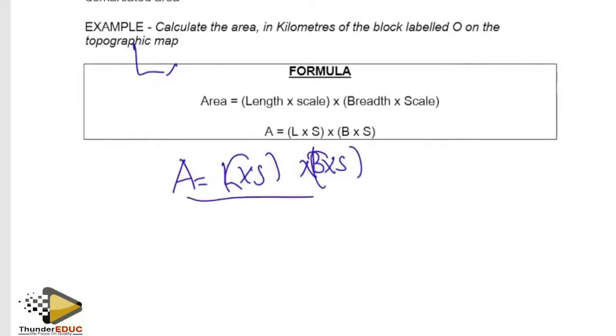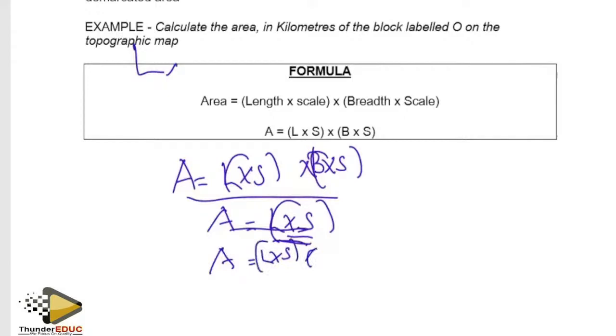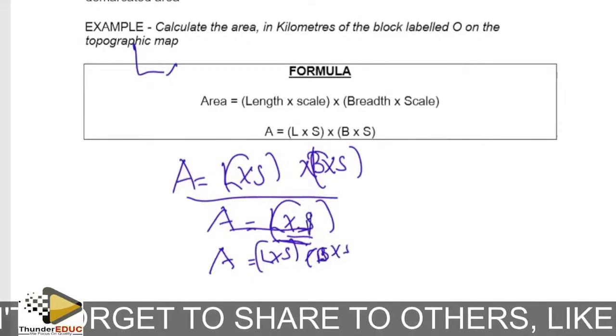This formula normally in your exams is not what is given. In your exams, they normally say area is equal to L times S. This is what normally comes in your exams. Now, when you see such a formula in your exams, learners, please don't hesitate to expand it. You can have the formula like this in your exam, but just know that area is equal to L times S in brackets times B times S. Sorry, this is L times B.